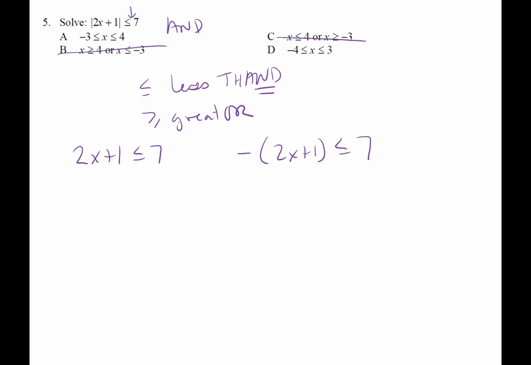We're going to go ahead and add or subtract the 1 from both sides. So you get 2x less than or equal to 6. Then we're going to divide by 2, so x is less than or equal to 3.